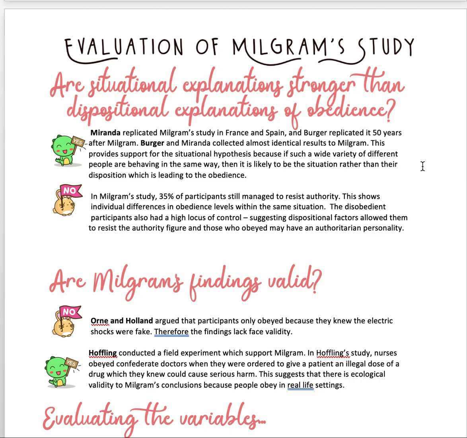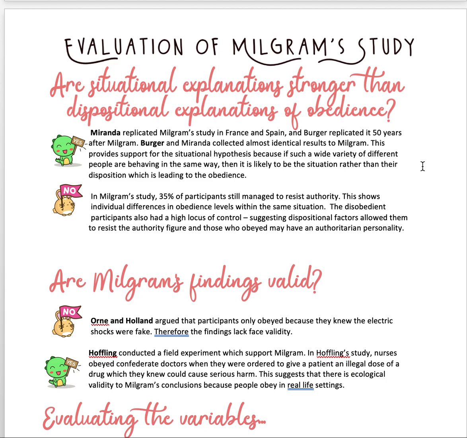So are situational explanations stronger than dispositional? Miranda repeated it in France and Spain. Berger replicated it 50 years later. They found almost identical results. So if there are lots of studies being replicated to find the same or similar findings, then this suggests their credibility. Also, if people in different countries in different time periods are acting the same way, it suggests that it's the situation that's causing them to act in that way, providing support for the situational hypothesis, because the commonality is the situation.